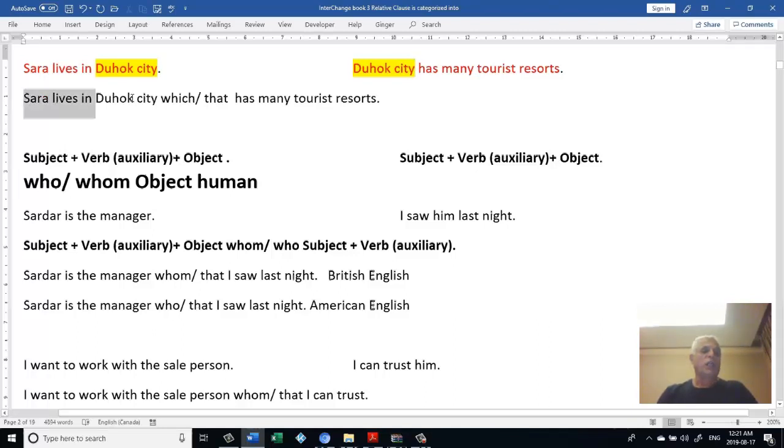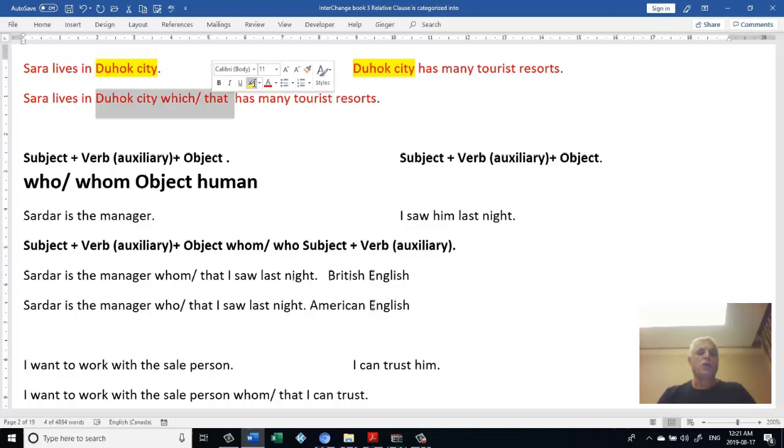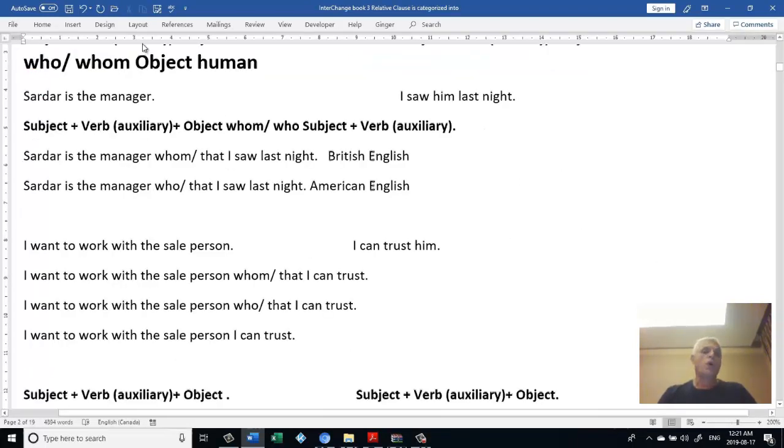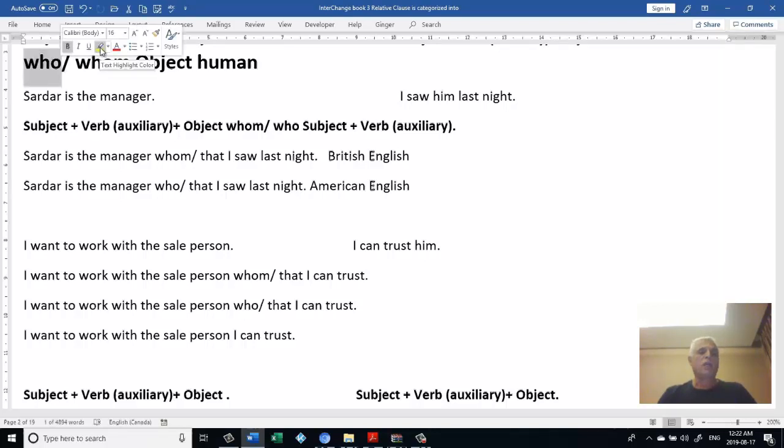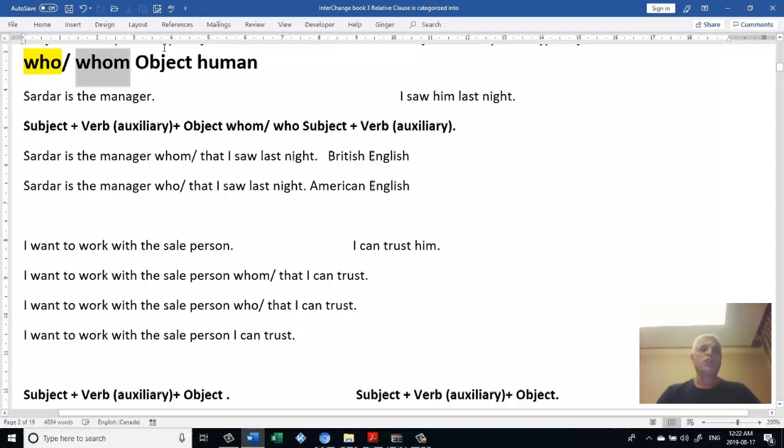We say, Sarah lives in Dog City. That's my first sentence. The second one, which or that has many tourist resorts. The common is Dog City. Then we substitute Dog City by which or that. Let's use now who or whom for object describing human. As we said in the beginning, in American English we use who both as the subject or substituting the object. Then whom we use only in British English for substituting the object.